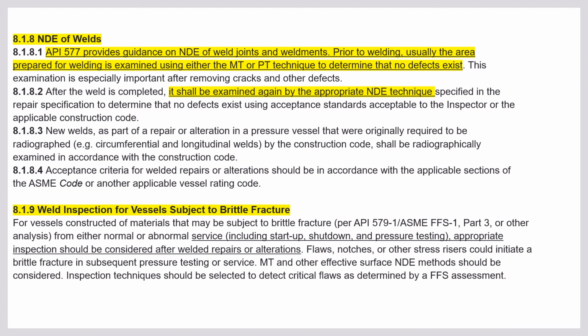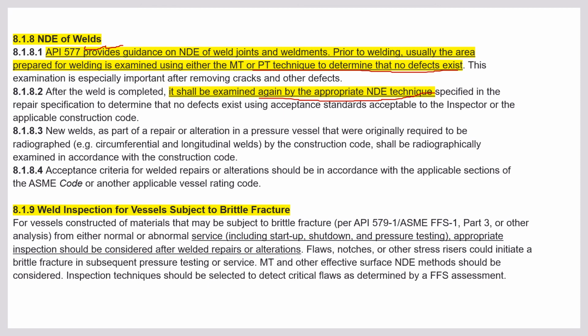And now, what are the non-destructive examinations we will usually follow? This is as per API 577, it is mentioned. API 577 provides guidance of NDE of weld joints and weldments due to welding. Usually the area prepared for welding is examined using either MT or PT technique to determine that no defect exists. It should be examined again by the appropriate NDE technique. So these are some of the NDE methods we have to follow.